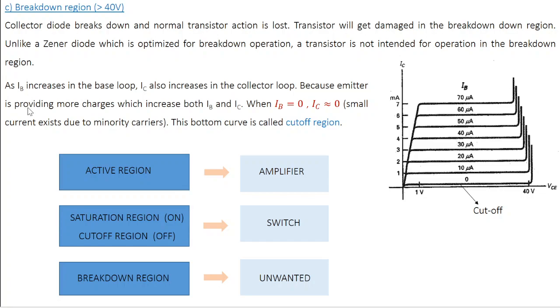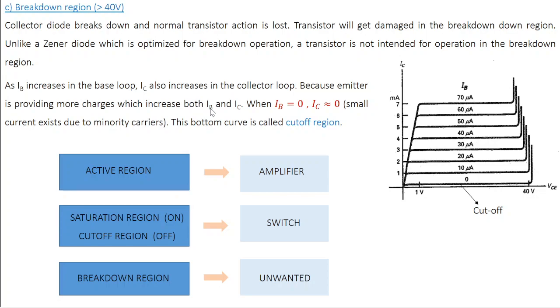Now, as IB increases in the base loop, IC also increases in the collector loop. And why does this happen? Because when you make changes in the circuit to increase IB, you basically need to play with the emitter circuit, right? So you tweak the emitter circuit so that IB increases.